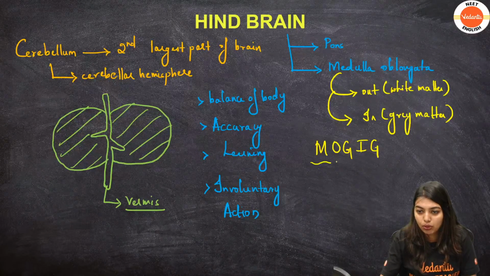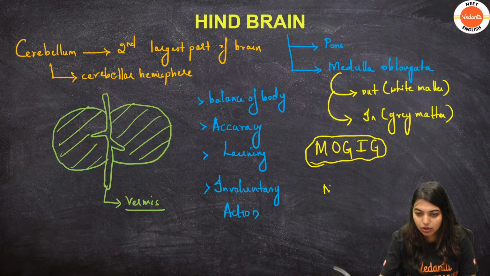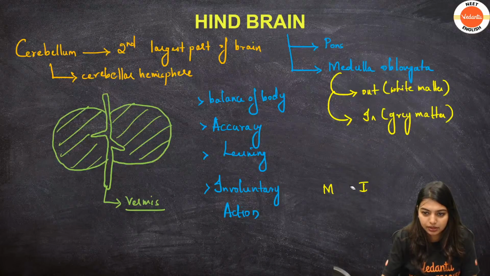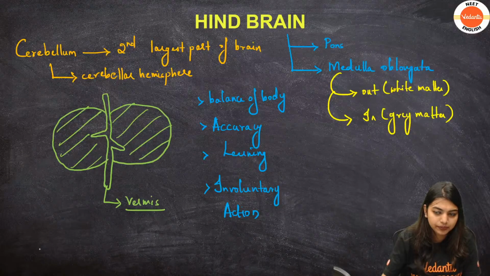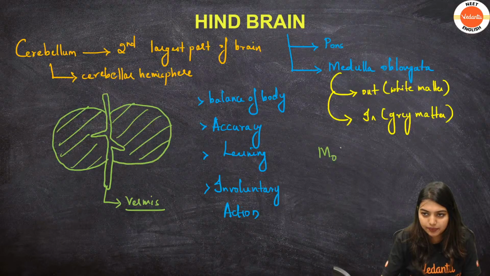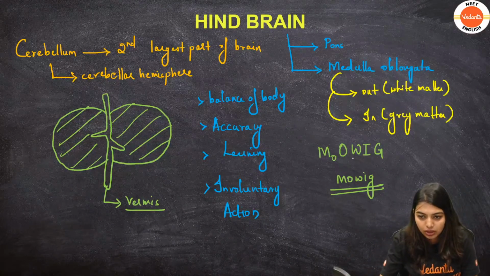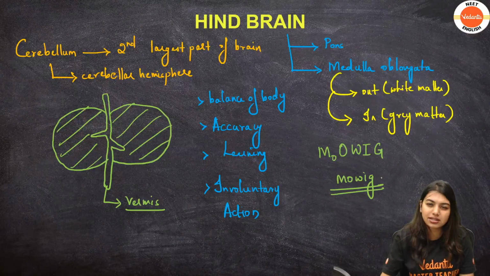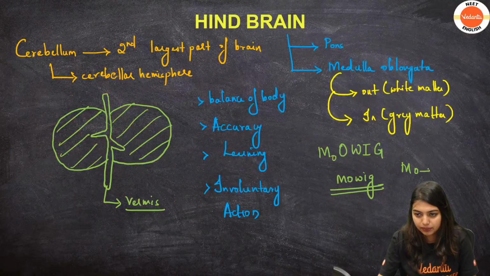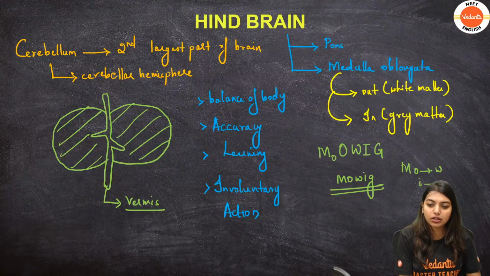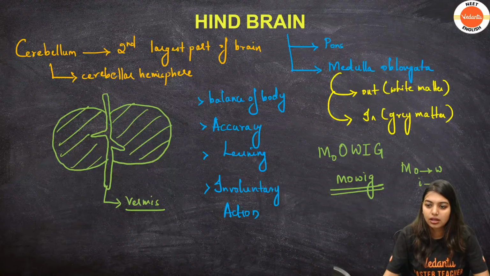Okay, let's make a term to remember this. Medulla oblongata: outside is the white matter, inside is the gray matter. So it is MOWIG. You can think about a wig. Medulla oblongata, outside is the white matter, inside is the gray matter. And IG, like Instagram they tell, IG. So you can remember that: inside is gray matter.